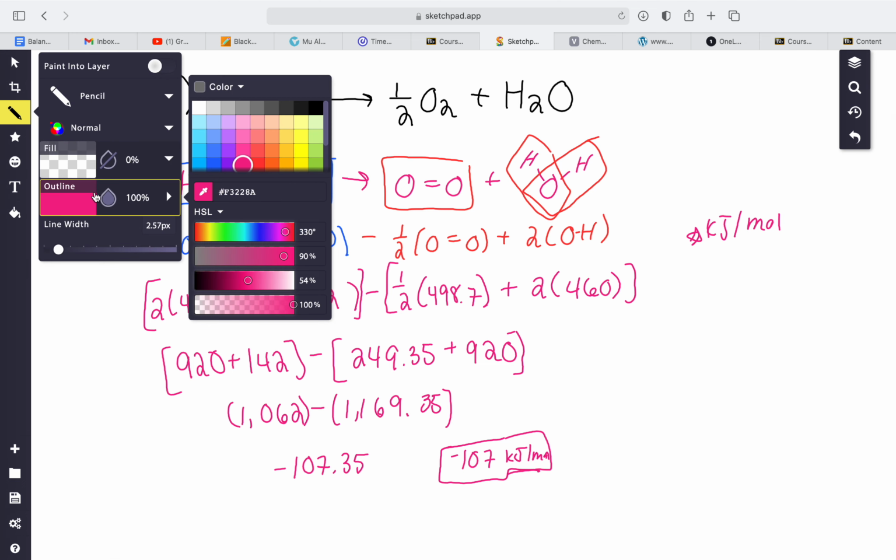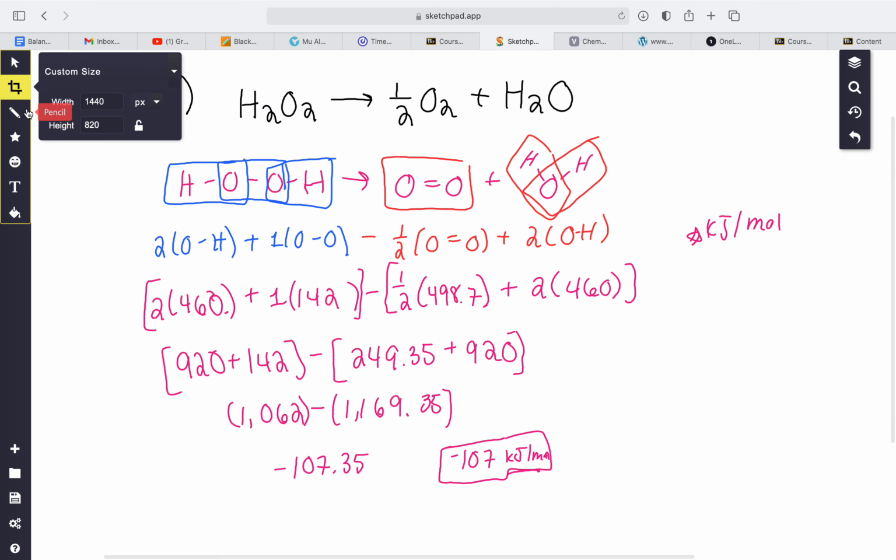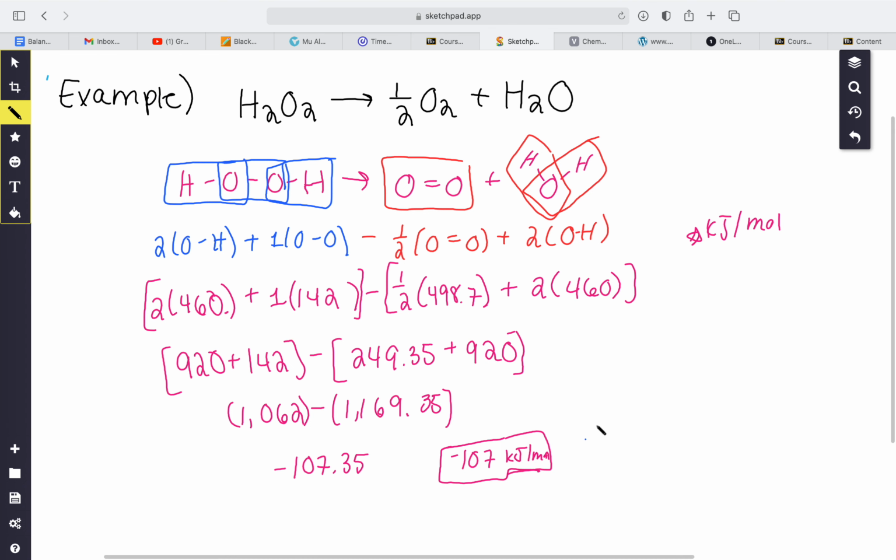And the reason why I think this one is so fascinating is that we can see the enthalpy here is negative. So we have a negative delta H for the reaction. That means it's going to be spontaneous. So what this is, is peroxide. It's what we call hydrogen peroxide.